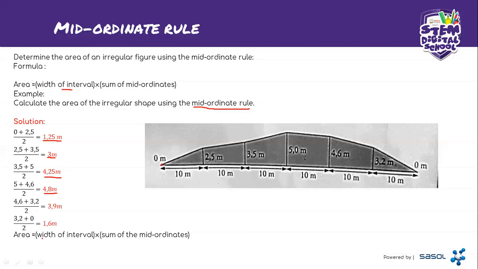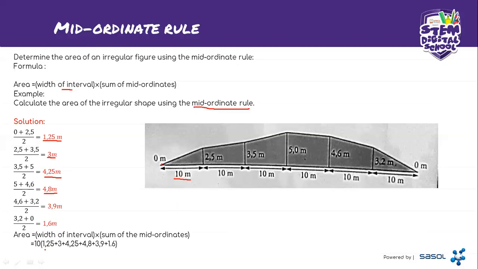First, the width of the interval. The width of the interval is the distance from the first ordinate to the second ordinate. So what is the length between those ordinates? In this case, we can see it is 10 meters. So that 10 meter is the width of the interval, and wherever we see width of the interval, we substitute 10 meter.